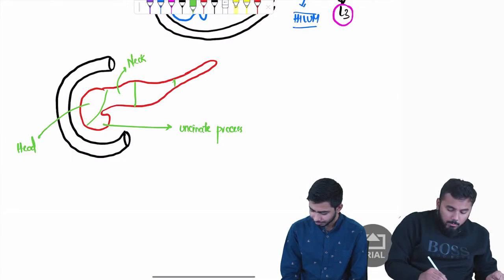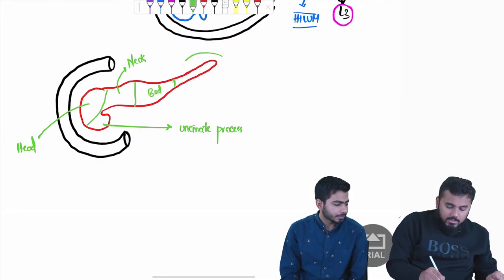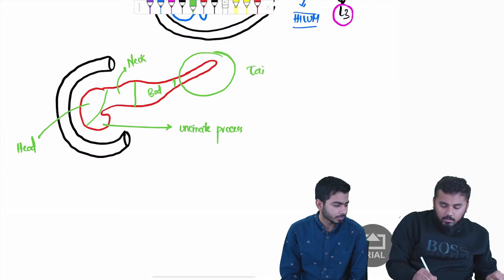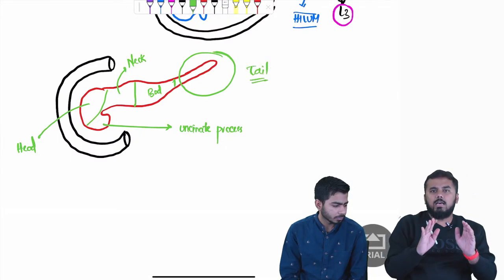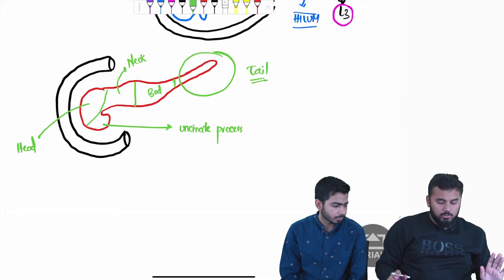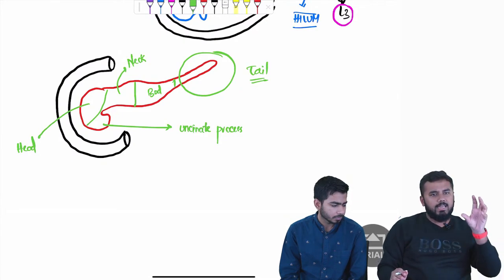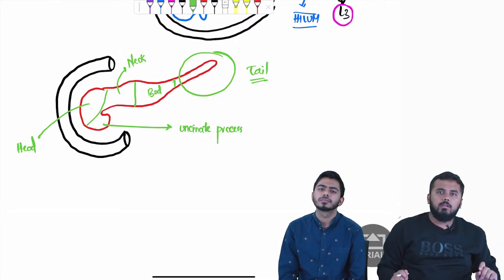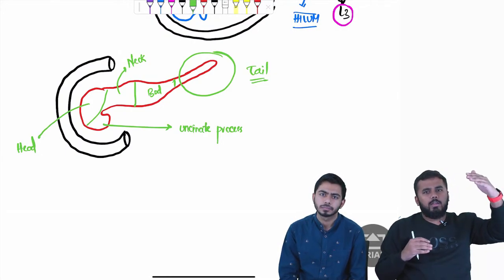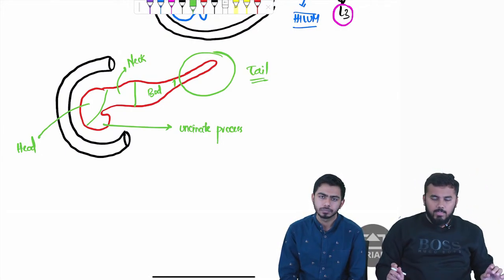And next, you have got the body. And finally, this end part is called as the tail of the pancreas. Okay. So these are the important things which you need to know. So far you have learned where is the head located, where is the tail located. You have also learned it is located in between T12 to L3. Third thing you have learned is the parts.